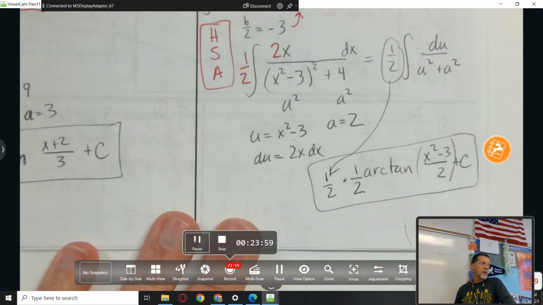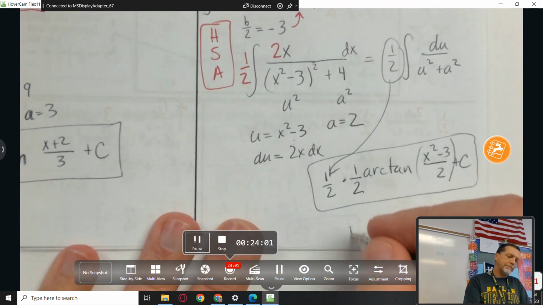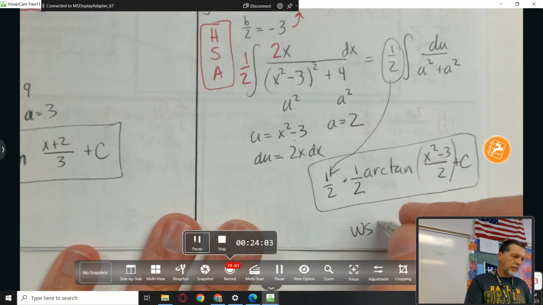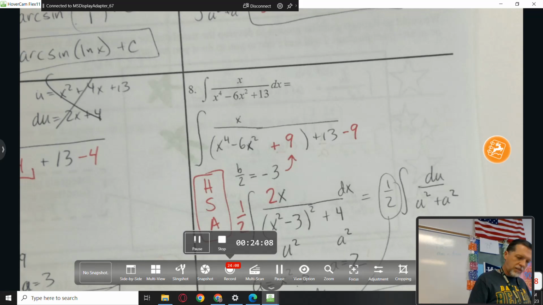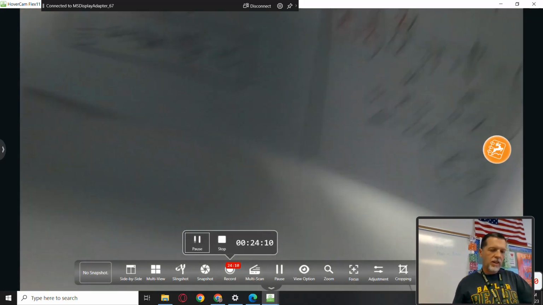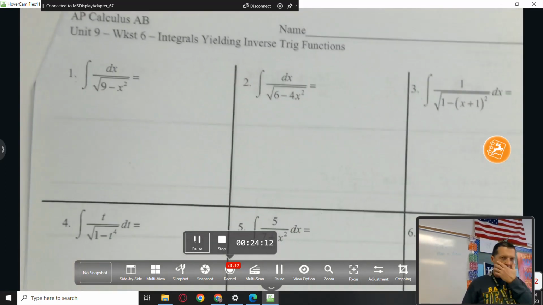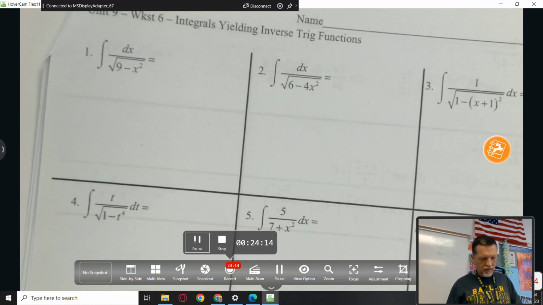Do you know if there's any arcsecant on the homework? Let's look and see. So worksheet number 6 is next. Let's keep recording and let's look at worksheet 6.